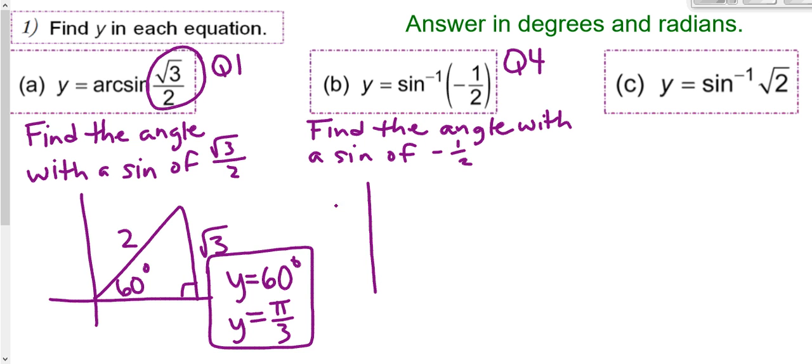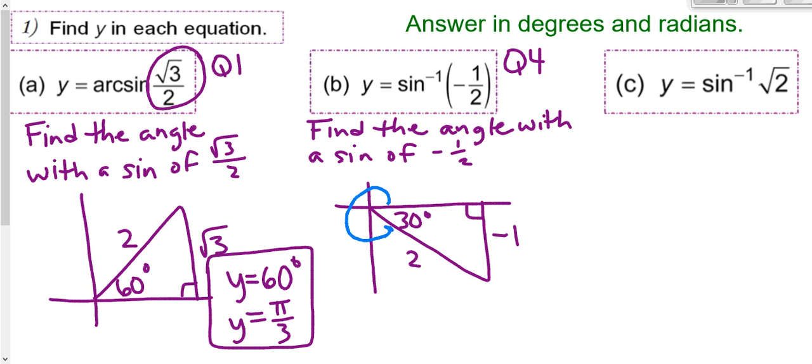So let's draw that. Quadrant 4, sine would be opposite over hypotenuse. Hopefully now you realize what triangle that is. That's your 30, 60, 90 with a 30-degree reference angle. Typically, we would answer that the answer is 330 degrees because we are used to going all the way around counterclockwise. But for inverse trig, we were told your answers have to fall between negative 90 and 90. So we're going to answer that this is negative 30 degrees. And that would be, in radians, negative pi over 6.